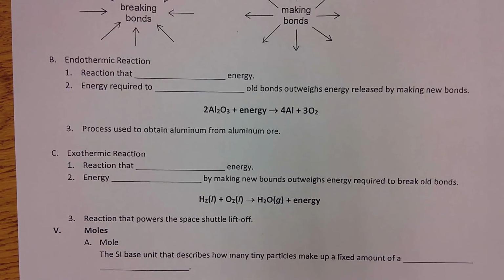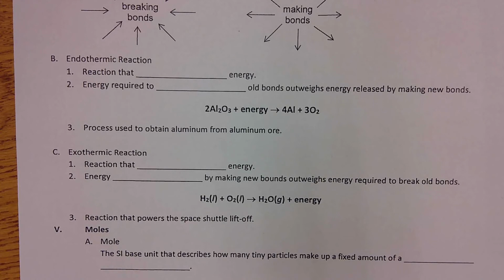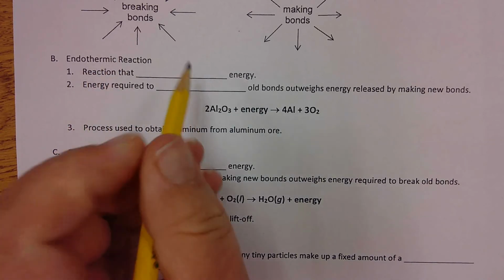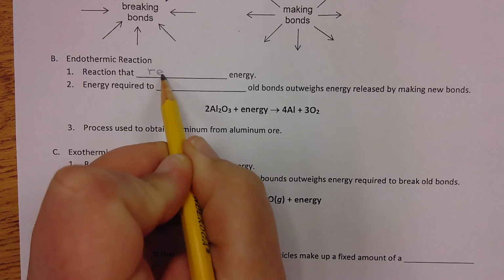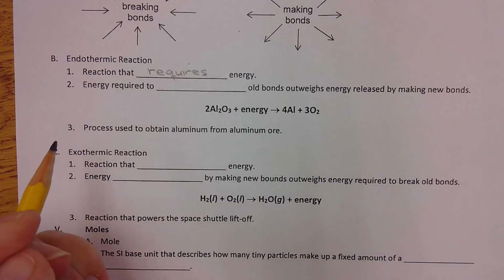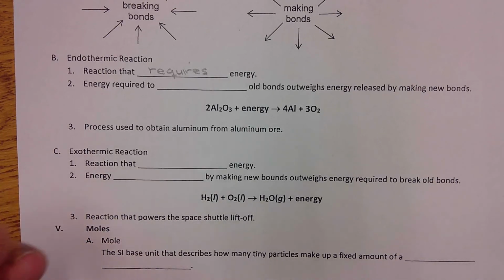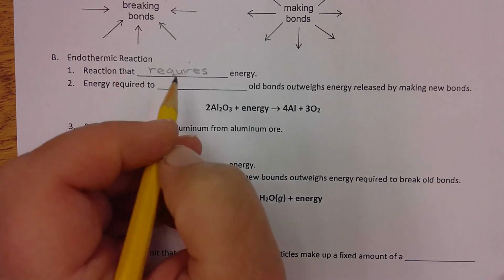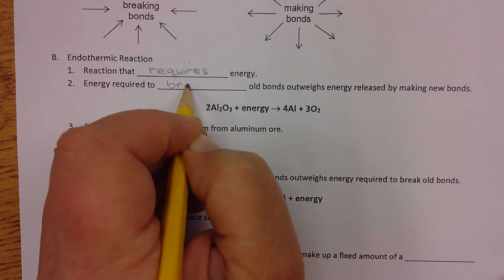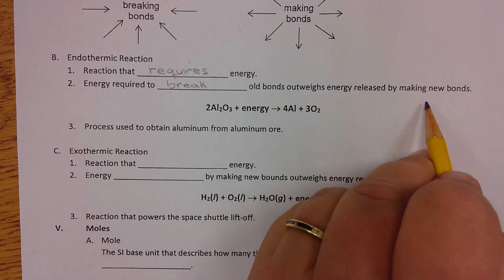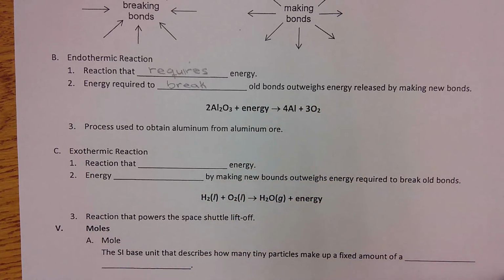So when we talk about energy, there's really two types of reactions. One is an endothermic reaction. It is a reaction that requires energy. So it needs energy to be put into it. And that is because the energy required to break the bonds is greater than the energy released by making new bonds.